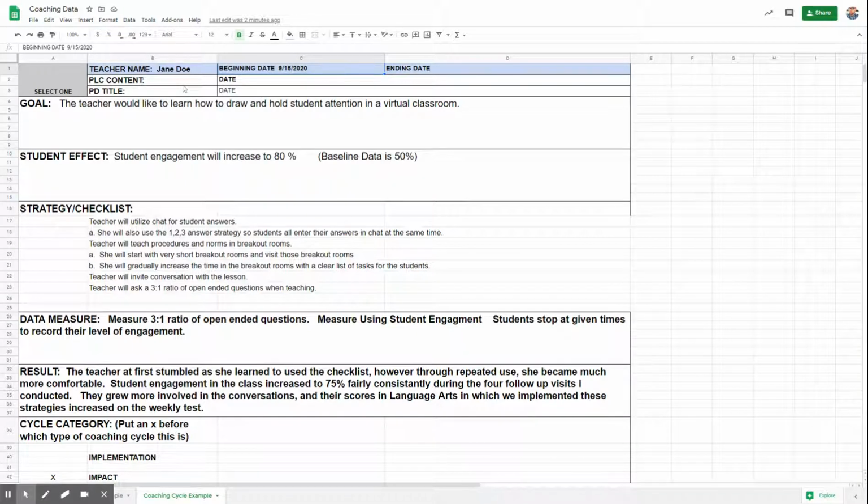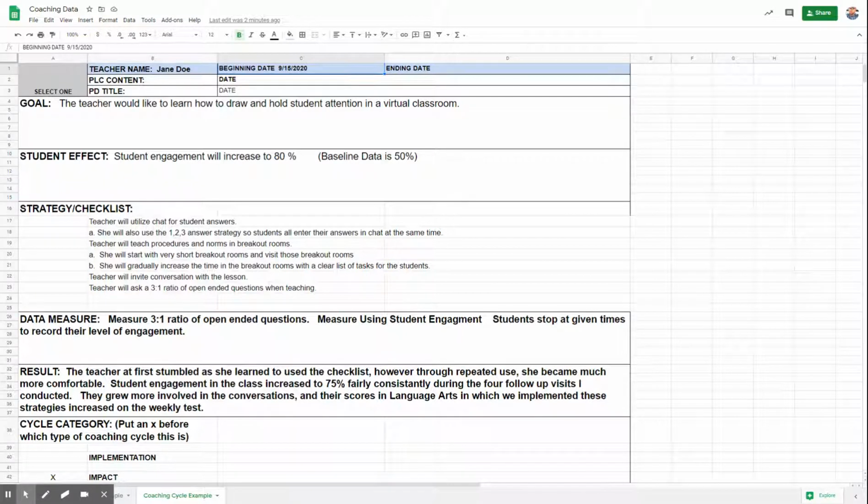Initially, in talking with the teacher, she expressed that she would like to learn how to draw and hold student attention in a virtual classroom. She's feeling like the students are just sitting there like blank walls and not very engaged. So she would like to figure out how to draw them in.